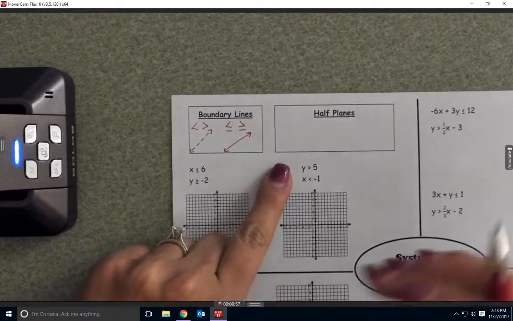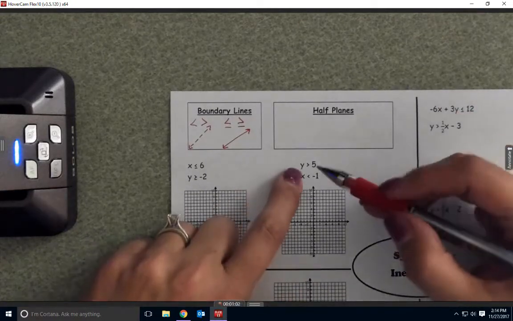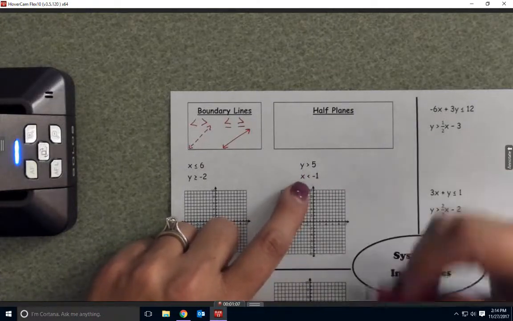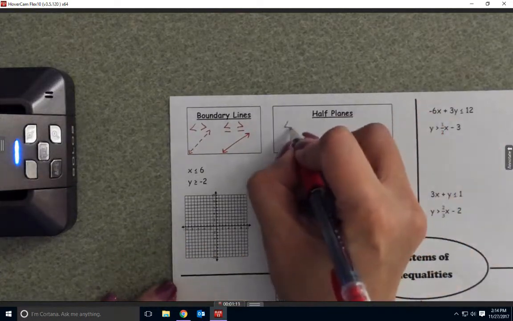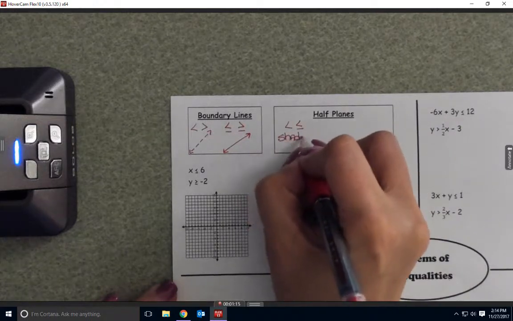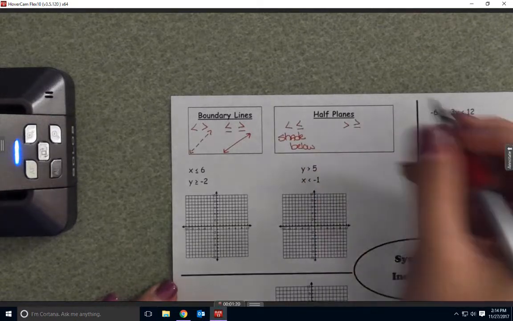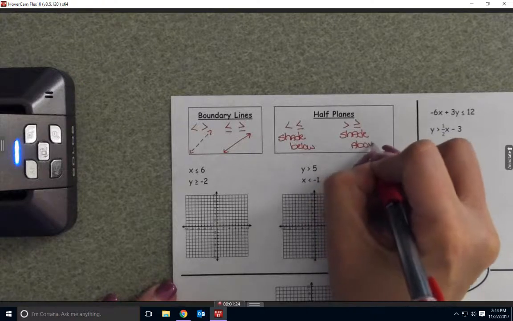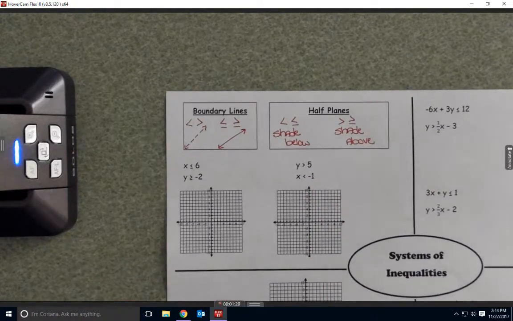And then those half planes, remember, with inequalities, we shade the graph because we have so many different numbers that are greater than 5, or so many x values that are less than -1. We have to be able to shade the graph because we have more than one answer. So remember, if it's less than or equal to, we're going to shade below the graph. If it's greater than or equal to, you actually shade above the graph. Those are the things we're concentrating on when we're graphing these inequalities.